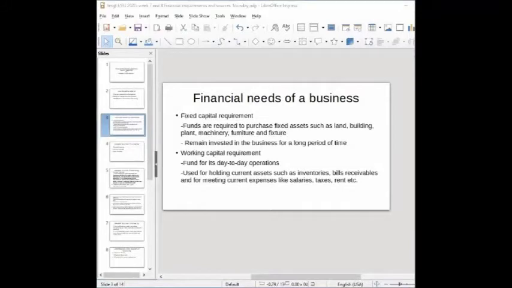While for the working capital requirement, no matter how small or large a business is, it needs funds for its day-to-day operations. The fund is known as the working capital. This is used for holding current assets such as inventories of materials, bills receivable, and for meeting current expenses like salaries, taxes, etc.